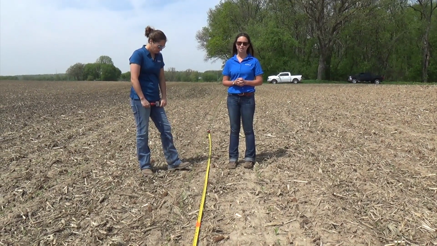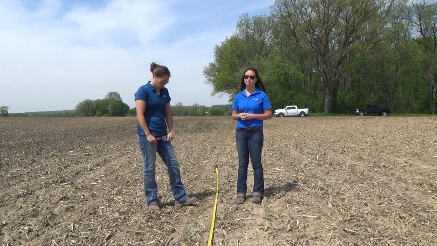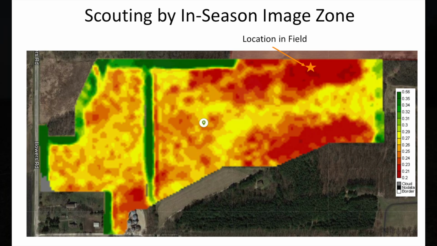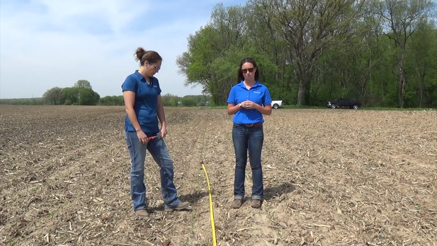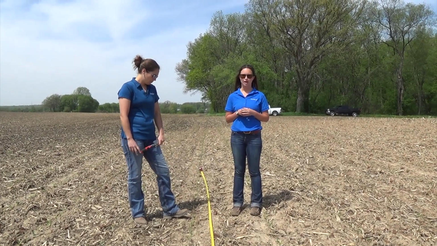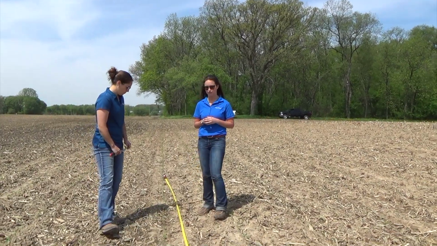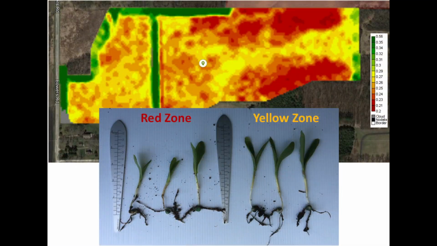So when you're out scouting your FFT field, you could also do scouting by zone. We are now in the red zone. This area of the field was planted at 35,000 and only 33,000 plants emerged, unlike the other zone where we had almost 100% emergence. The ground is also a little bit more rough here, and the plants are not as far along, and they also aren't as even.